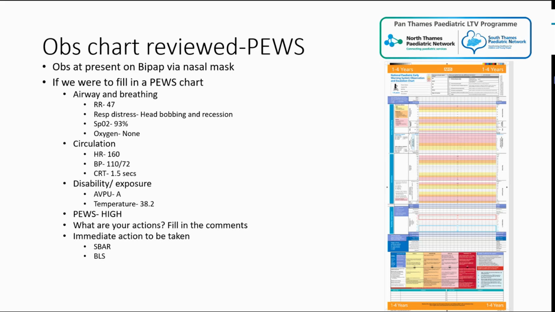Looking at that as a physio coming in to review this patient, resp rate's up a bit, head bobbing, recession, saturations are a little bit lower and they have been reported to be lower. Oxygen, they're not on any. Well, that's really normal because it's a neuromuscular patient. Circulation, we're looking at heart rate's up a little bit, BP as well, cap refill's okay, temperature's up. So my immediate reaction is to think, okay, is there anything I need to do immediately?